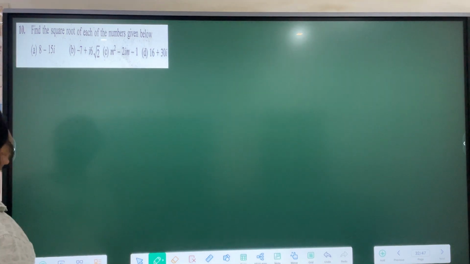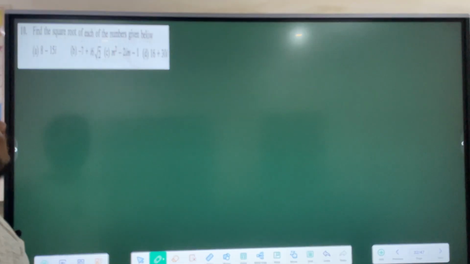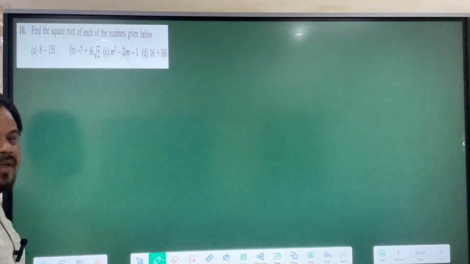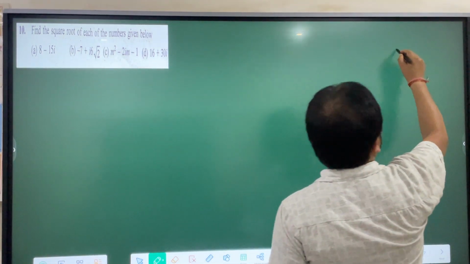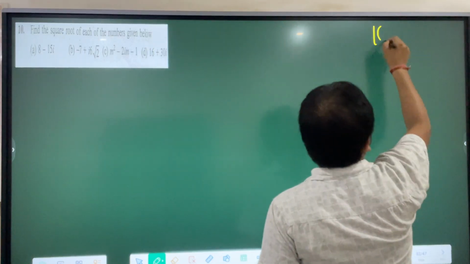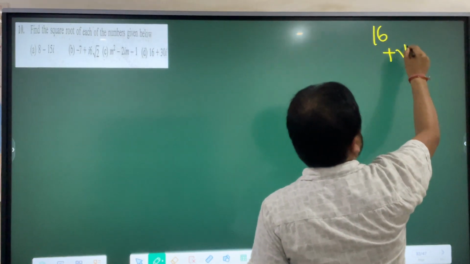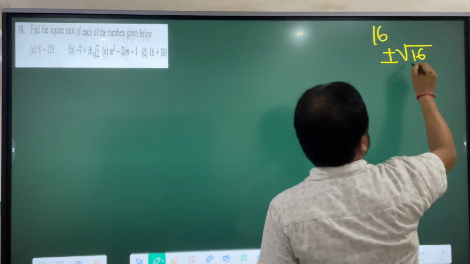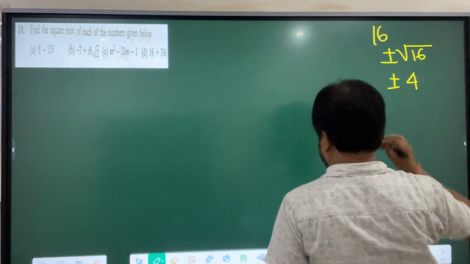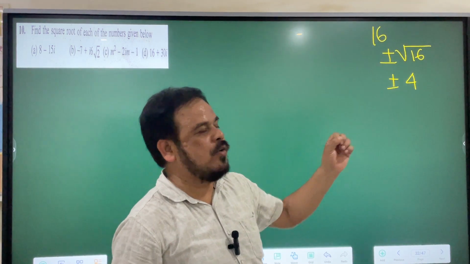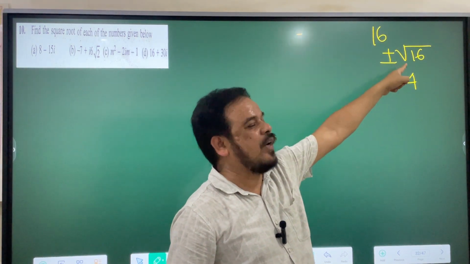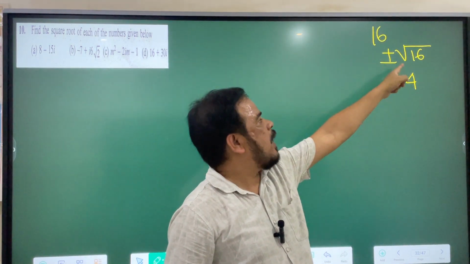Number 10. Find the square root of each of the numbers given below. So what is the meaning of square root? Square root of 16 means plus minus square root of 16. The answer is plus minus 4. Why? If you are asked to find the square root of 16, this is the way of writing: plus minus square root of 16.